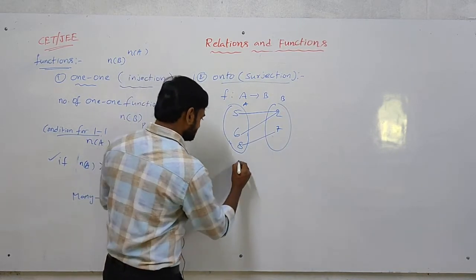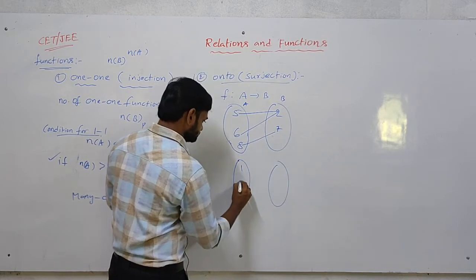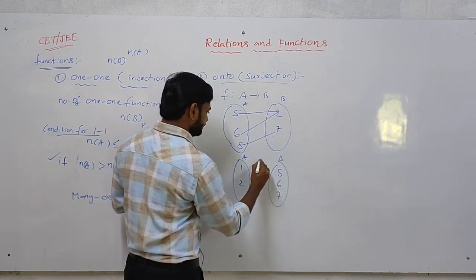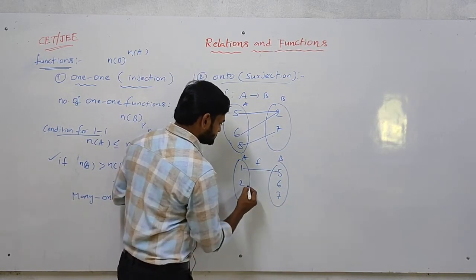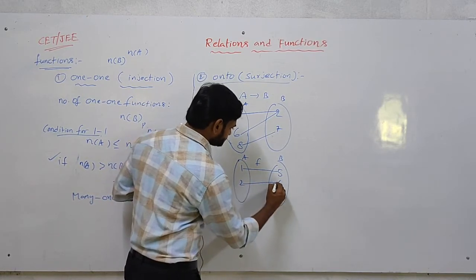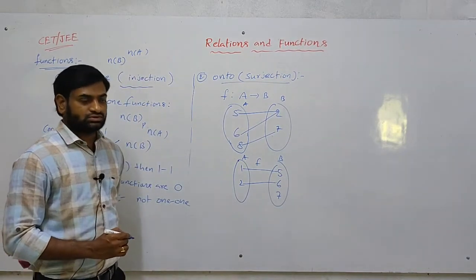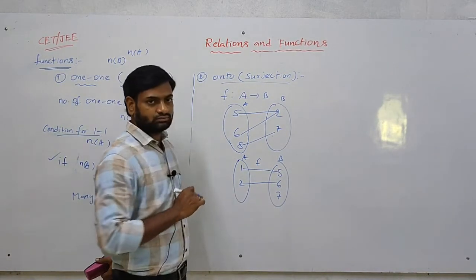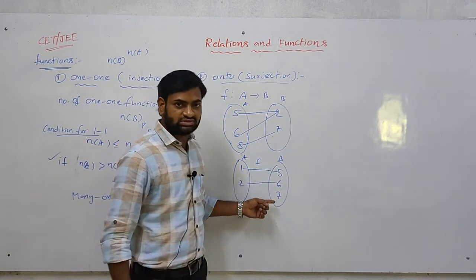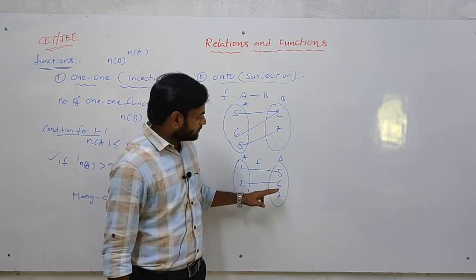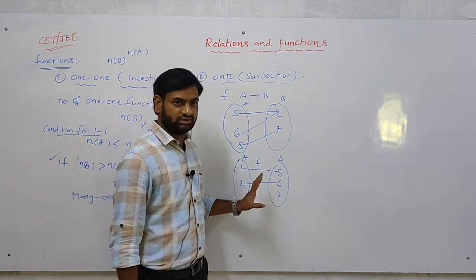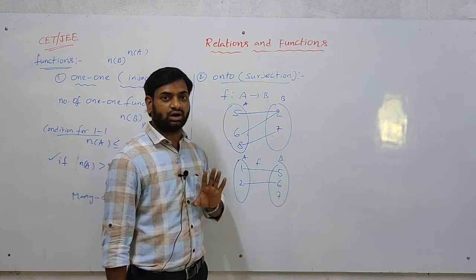Suppose here, see carefully, I'm taking the mapping like this. See here. It is not onto because in the B, how many elements do we have? That is 3 elements. So out of 3 elements, I left 1 element without mapping. There is no mapping for 7 in the set B. That's why it is not onto.